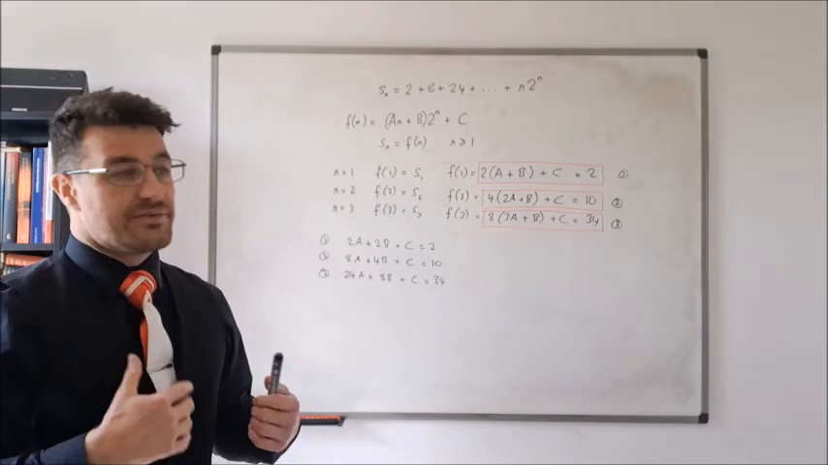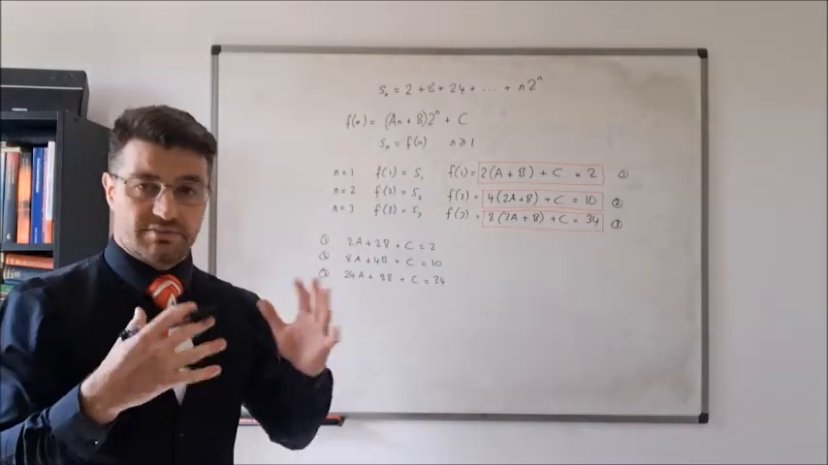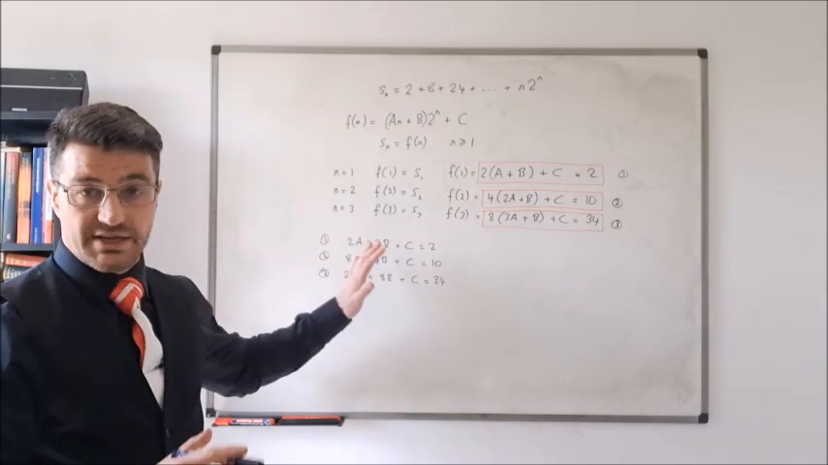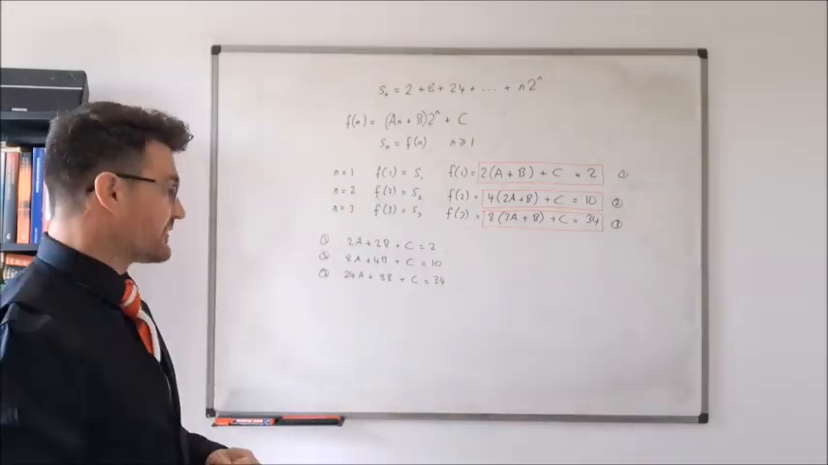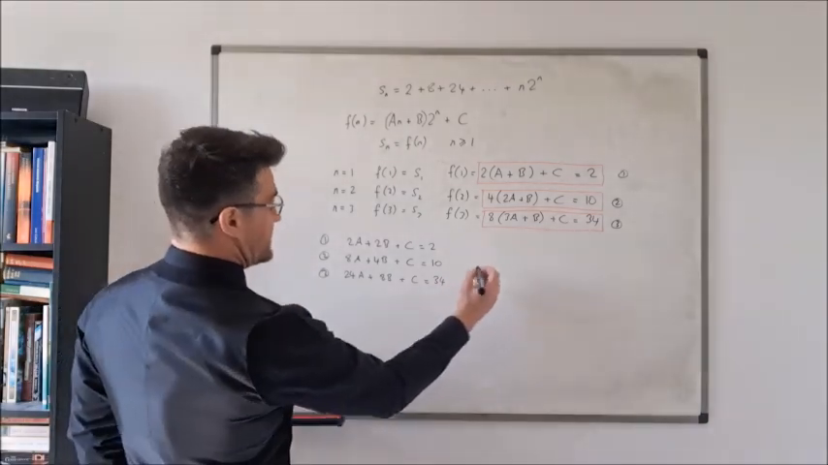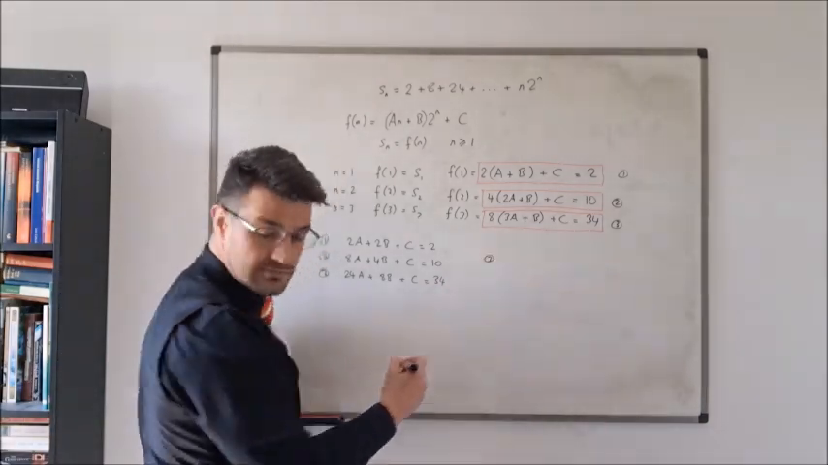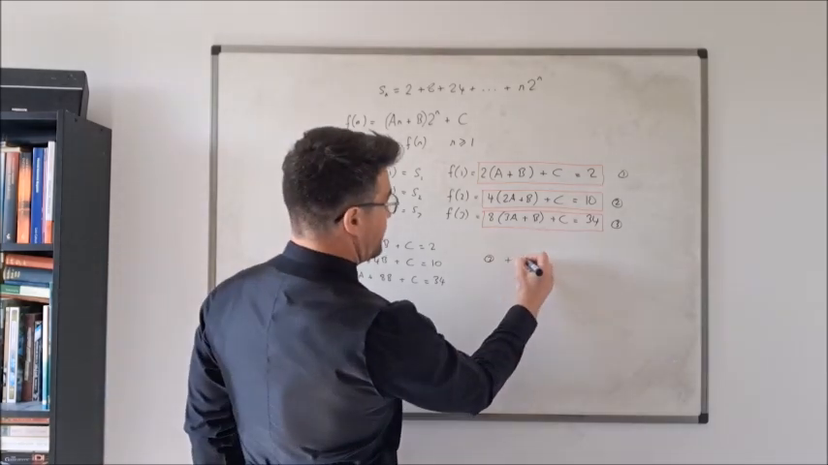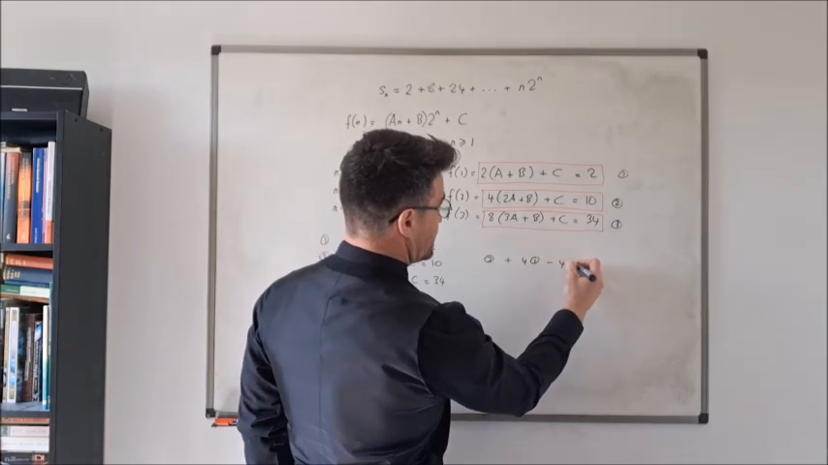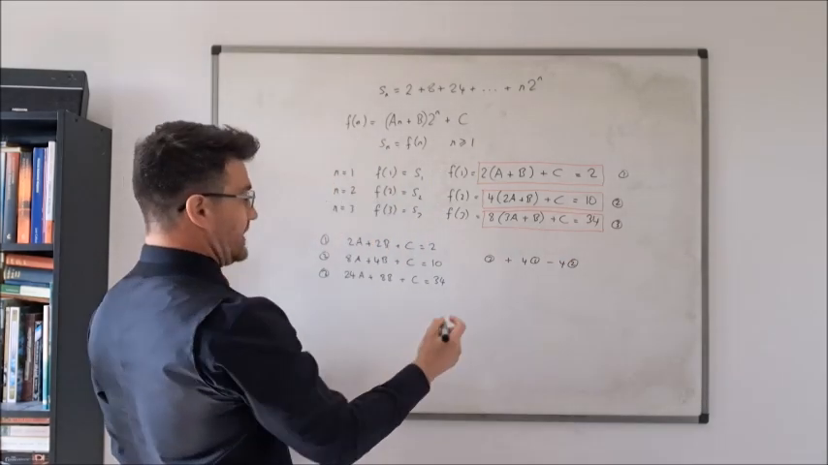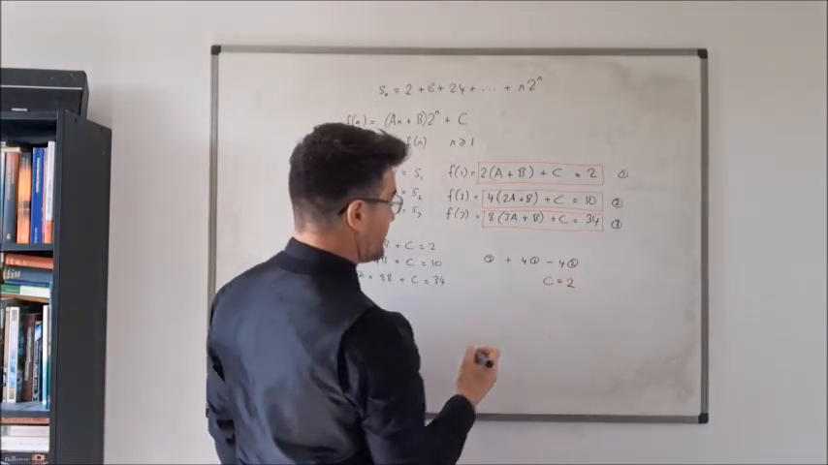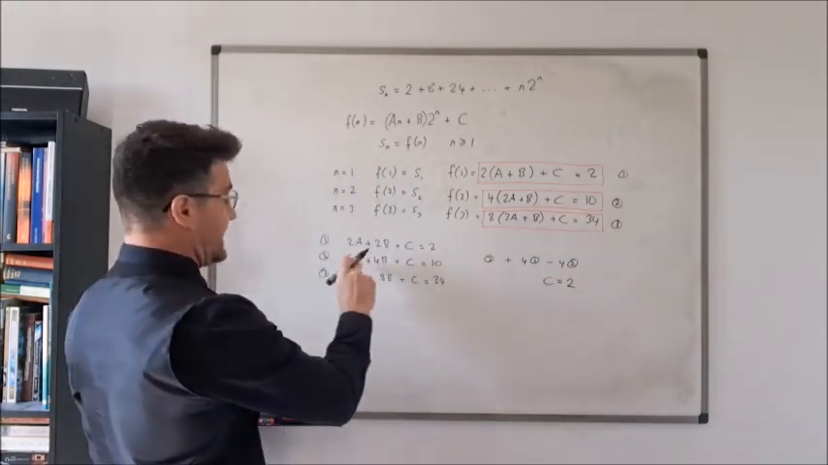Right, so this is just a fairly straightforward simultaneous equations problem. If you really want to, you could set it up as a matrix problem. I don't really think that you need to, but you can do that if you want to. So what I did was effectively equation 3 plus 4 times equation 1 minus 4 times equation 2. And this gave c is equal to 2. So plug that in.